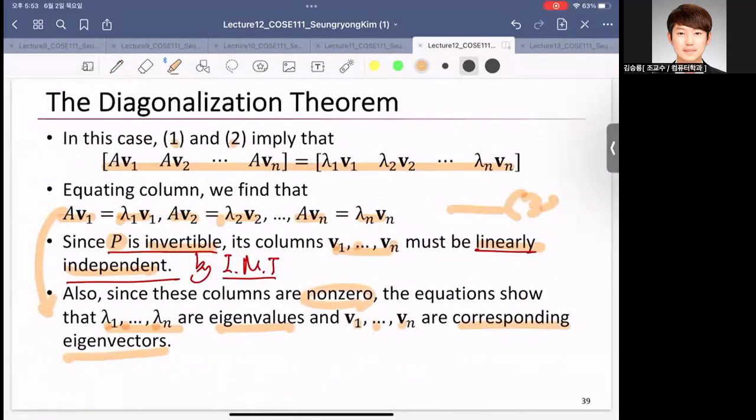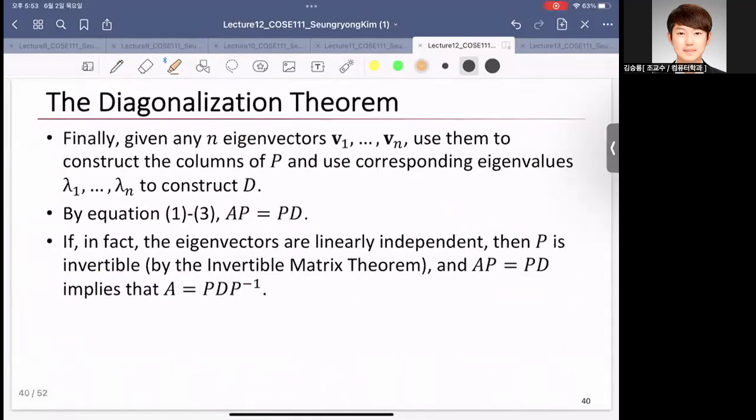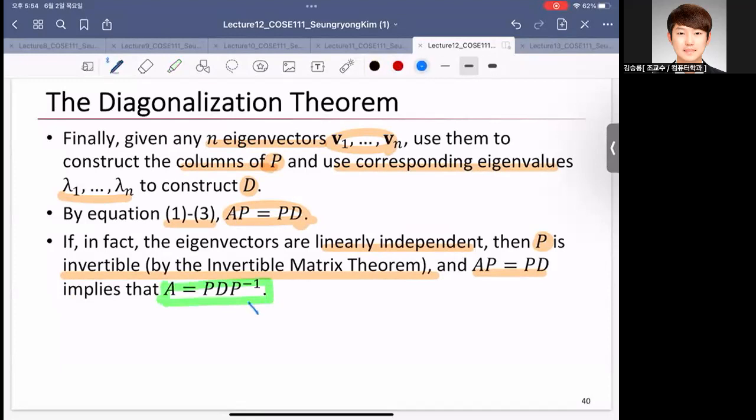Conversely, given any n eigenvectors, use them to construct the columns of matrix P, and use the corresponding eigenvalues lambda 1, lambda 2, lambda n to construct D. By equations 1 and 3, AP is equal to PD. If in fact the eigenvectors are linearly independent, then P is invertible. So AP equals PD implies that A is equal to P D P inverse. This is just the proof of the eigen decomposition.